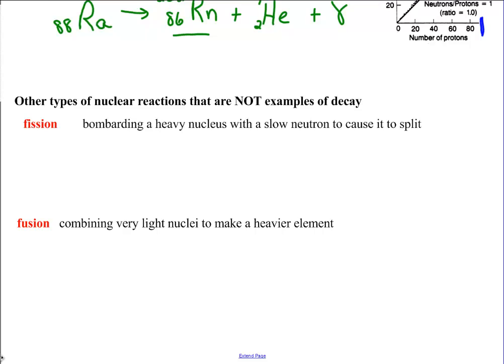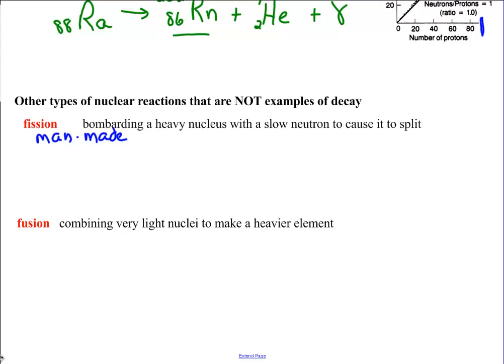There are 2 other types of nuclear reactions that we'll talk a little bit about. These are not examples of decay. Fission is an example of a man-made nuclear reaction. And in fission, what happens is we are bombarding a heavy nucleus, so usually elements with atomic number 90 or higher, with a slow neutron. The goal is you don't want to hit it like you would to break up pool balls on a pool table to get them to scatter.